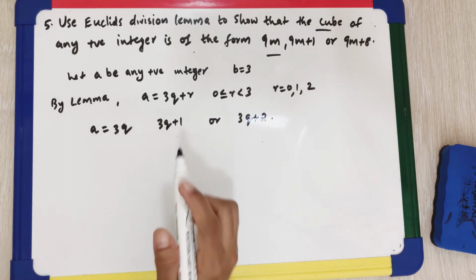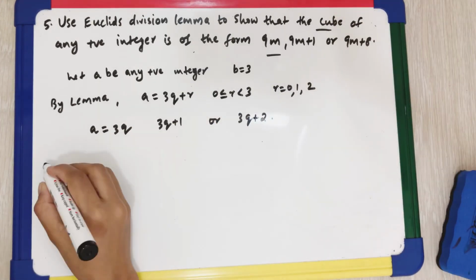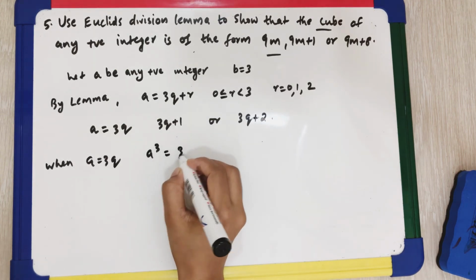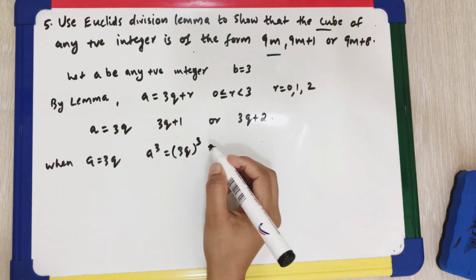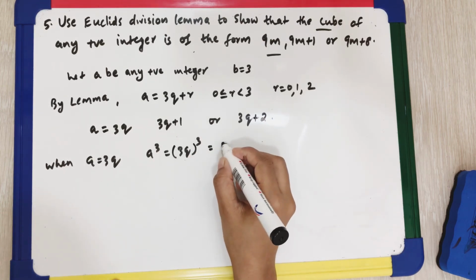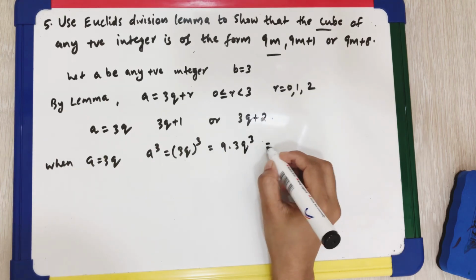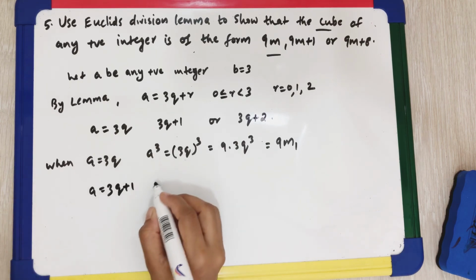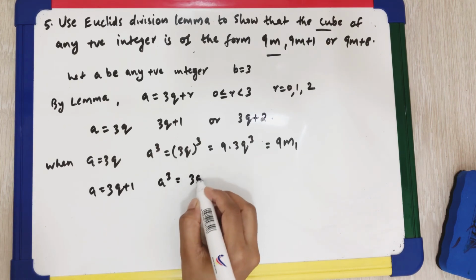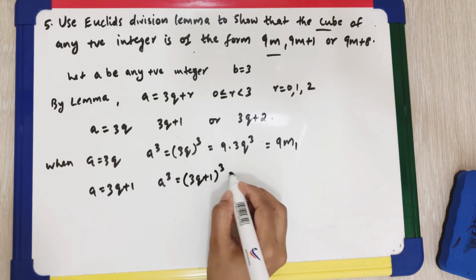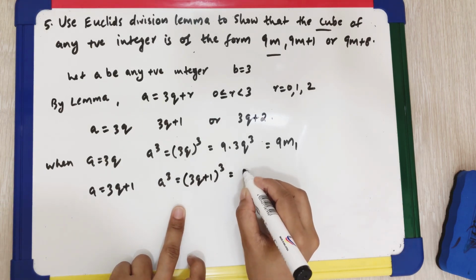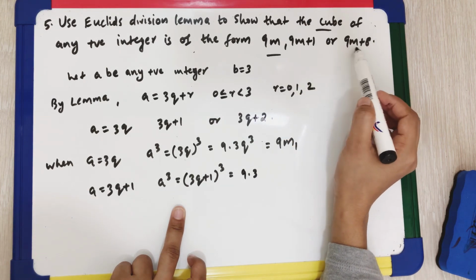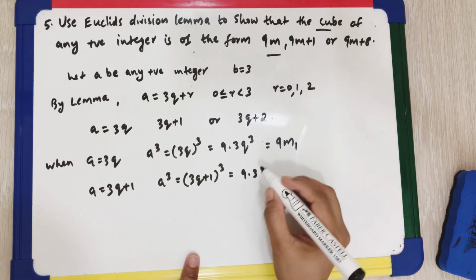Then we have to find the cube of the positive integer. So when a equal to 3q, we get a cube is equal to 3q the whole cube, equal to 27q cube. That is 9 into 3q cube, which is of the form 9m1. When a equal to 3q plus 1, we get a cube equal to 3q plus 1 the whole cube. We have to check the form 9m, 9m plus 1 or 9m plus 8. That's why I am writing like this.